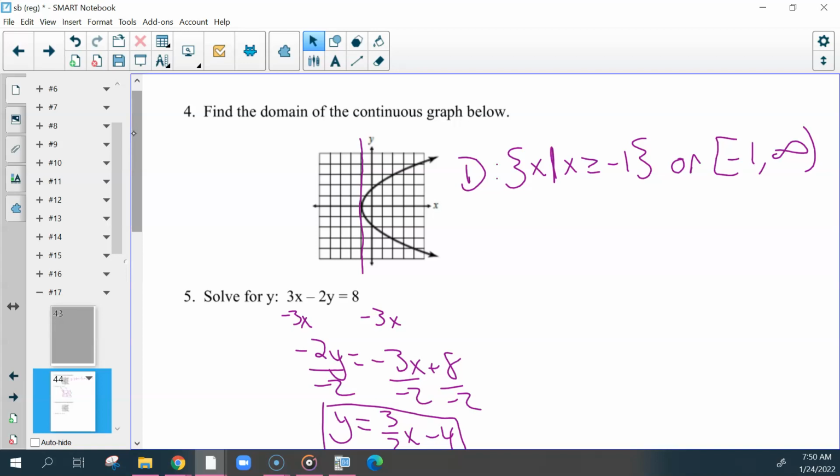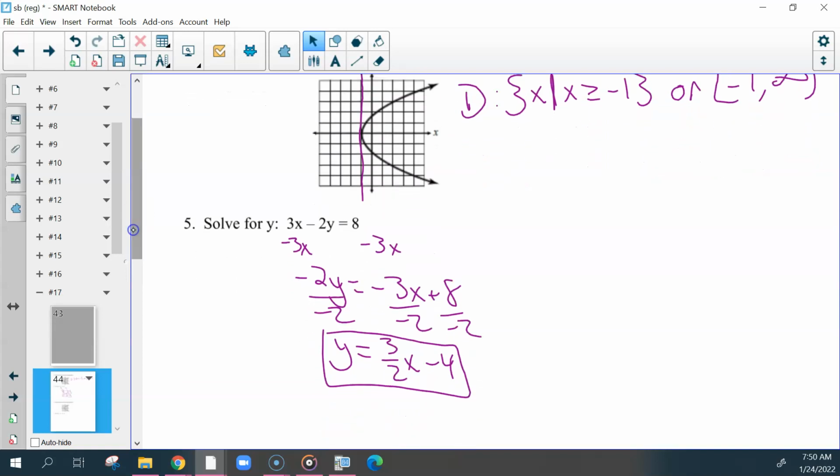For number 5, you needed to solve this for y, so get it back in slope-intercept form. To do that, you would have gotten rid of the x term, subtract 3x on both sides. I rearranged it so that the x term came first, and then divided everything by -2. So your final answer was y equals 3 over 2x minus 4.